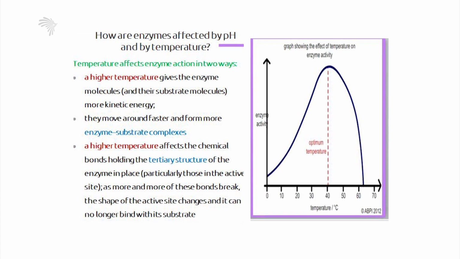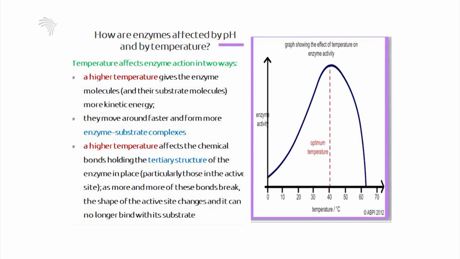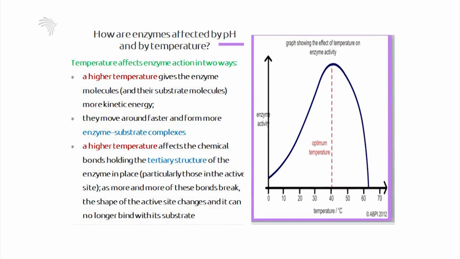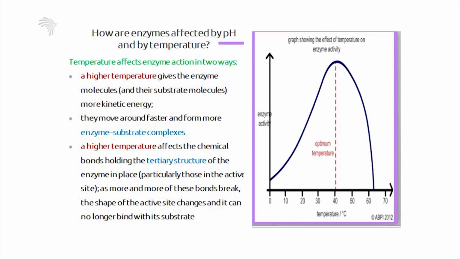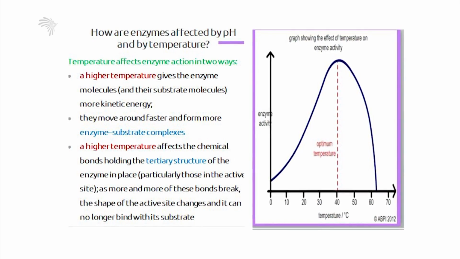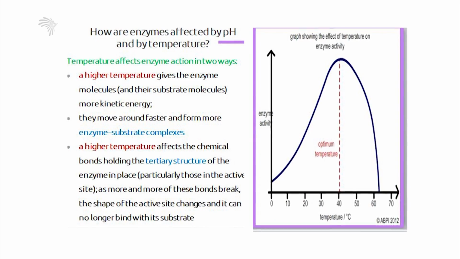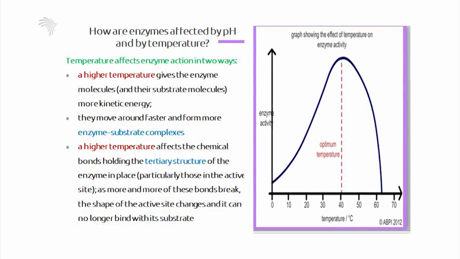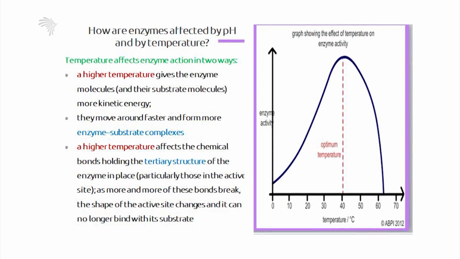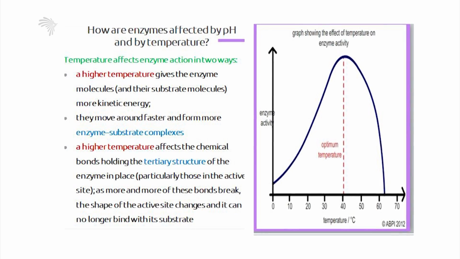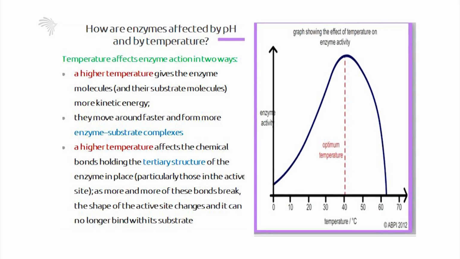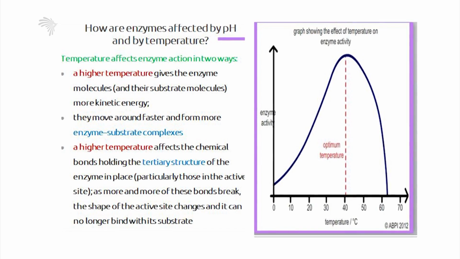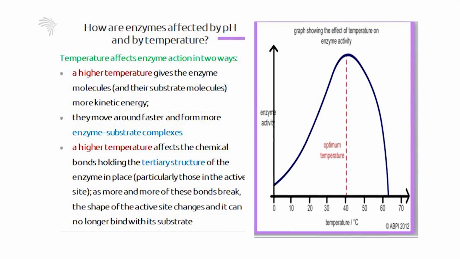As we have said, enzymes catalyze a reaction at an optimum temperature. There is a preferable temperature for different types of enzymes, so they work properly at this optimum temperature. Beyond this and below this, they will not properly catalyze a reaction. A higher temperature gives enzyme molecules and their substrate molecules more kinetic energy. They move around faster and form more enzyme-substrate complexes.